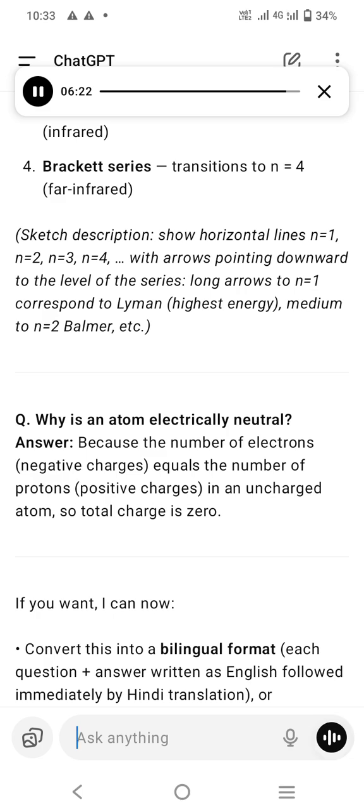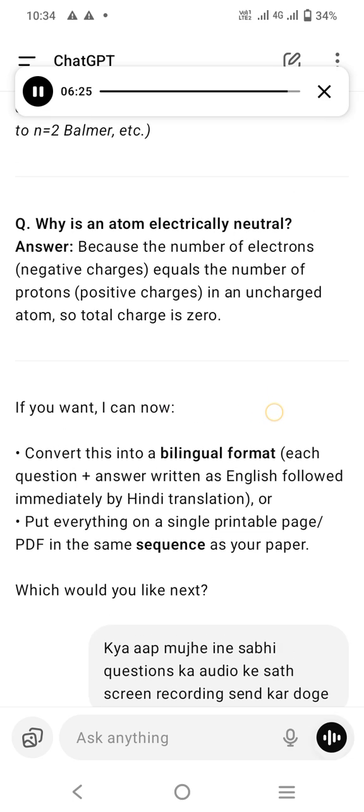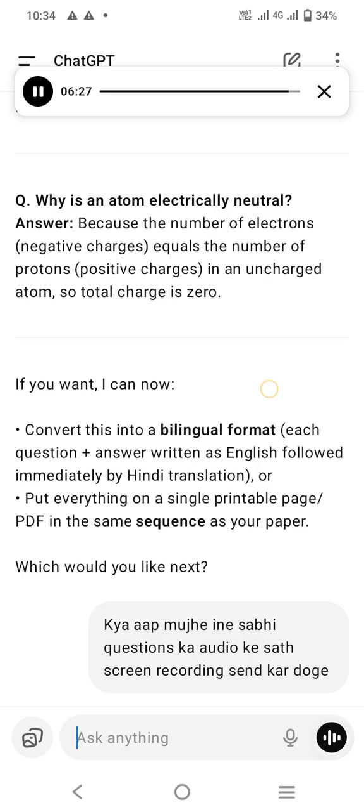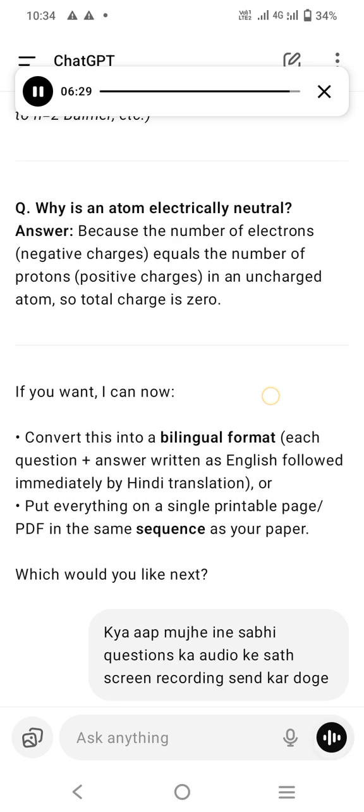Q. Why is an atom electrically neutral? Answer. Because the number of electrons, negative charges, equals the number of protons, positive charges, in an uncharged atom, so total charge is 0.